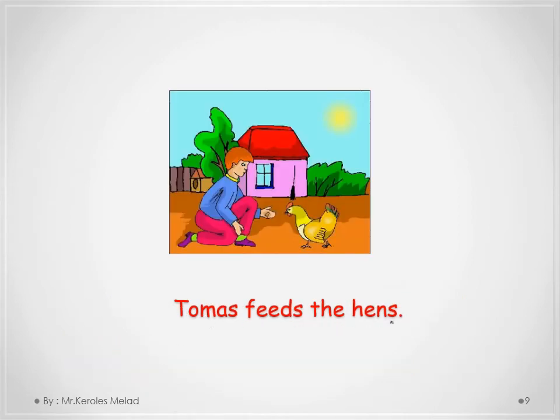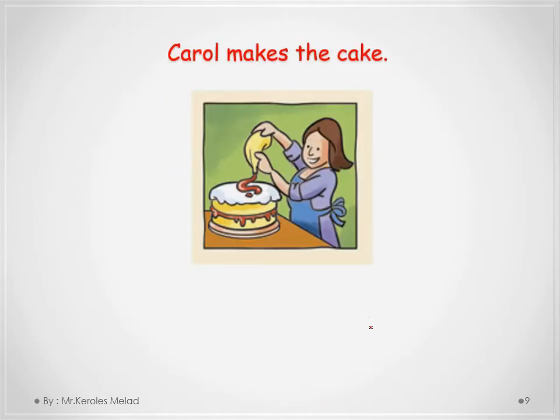Thomas feeds the hens. So what will be your answer? Hens are fed by Thomas. Carol makes the cake, and I want to make it in the passive voice, so I will start my sentence with the cake. So it will be: The cake is made by Carol.